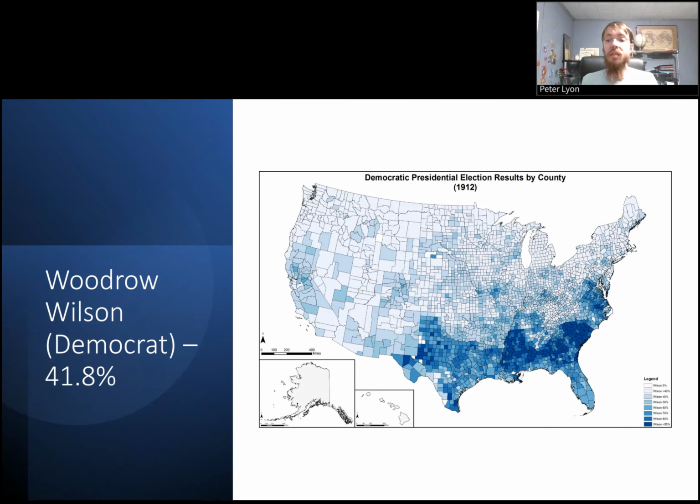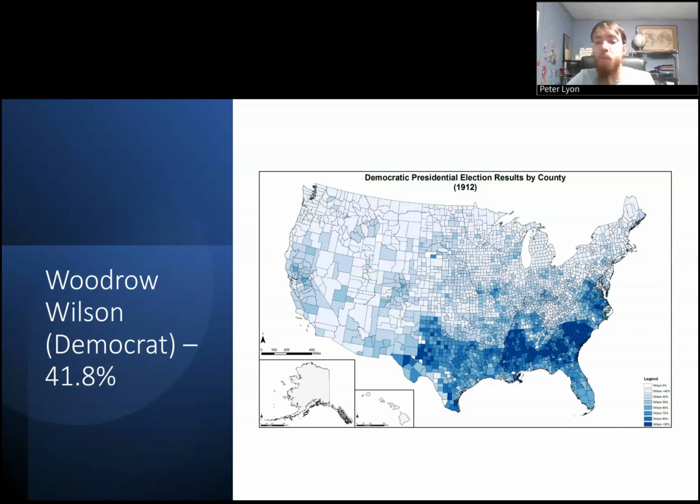So the result is a split of the vote. The Republican Party is divided between a conservative and a progressive candidate. So we get a divide. This means that the Democrat Woodrow Wilson can get 41.8% of the vote and win the election.